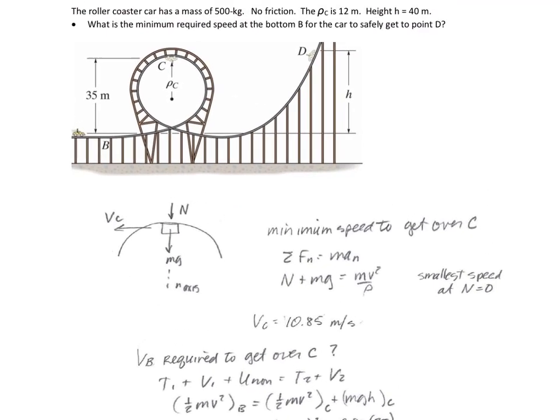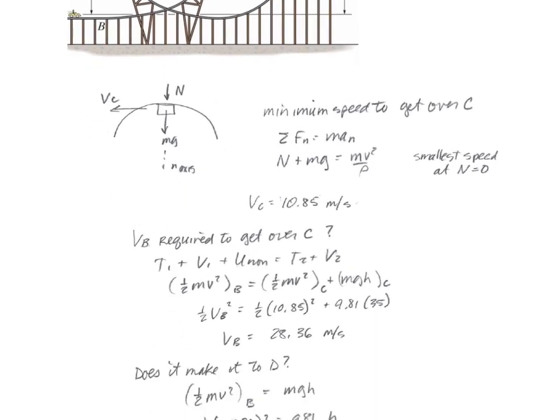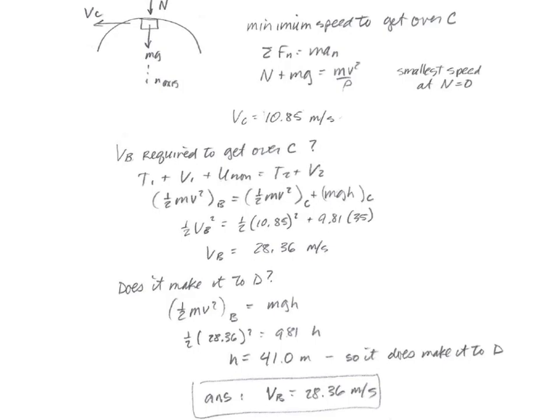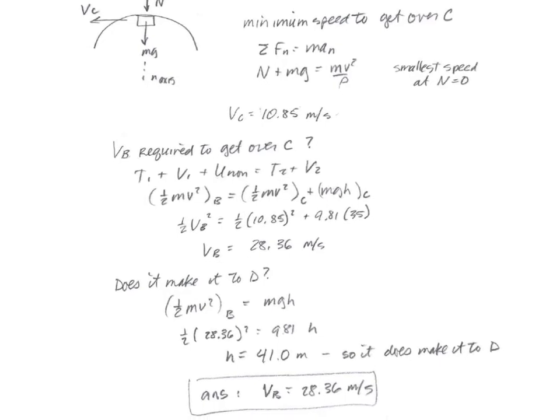Now, how far does that go? Once you can safely get over here, you can find out how far you go. And if you can go up past h is equal to 40, then that means you can safely make it. So that's what I did. I solved for h here, and h is 41. So it did make it past point D.